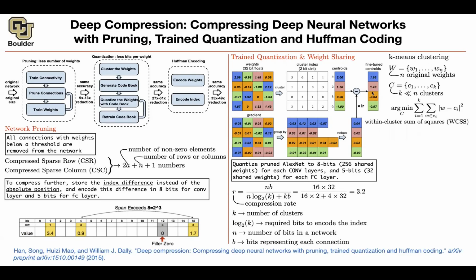But yes, you're right. Usually this K is going to be of the order of 256, not 4 of them. And N is going to be usually huge, the number of scalars in your weight. And do we learn this per channel, or do we learn this for the entire set of weight matrices? You learn it layer-wise. Okay.